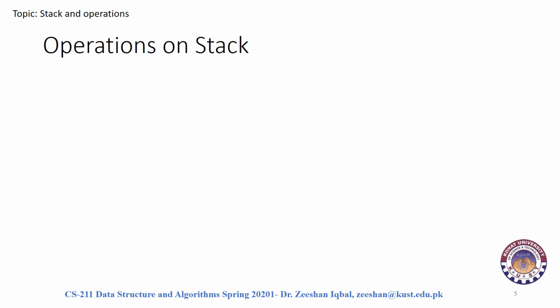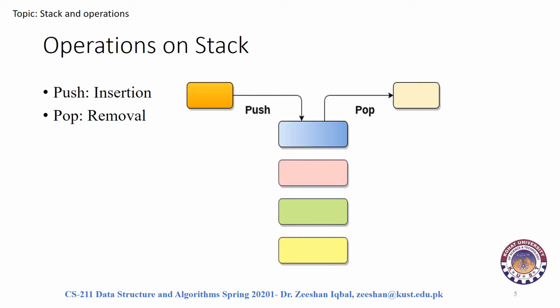Operations on stacks can be described as push and pop. Push means adding an element on top of the stack. Every time a push is performed, the top value will be incremented, while pop refers to removing an element on top of the stack. Every time a pop operation is performed, the top value will be decremented.